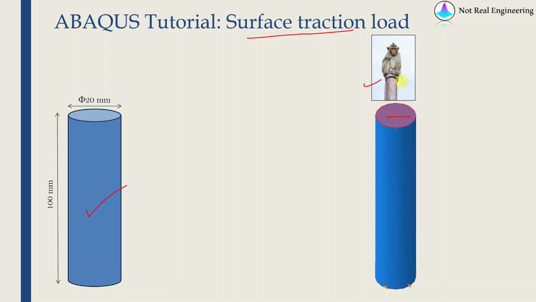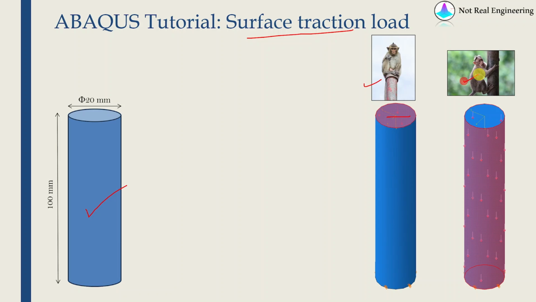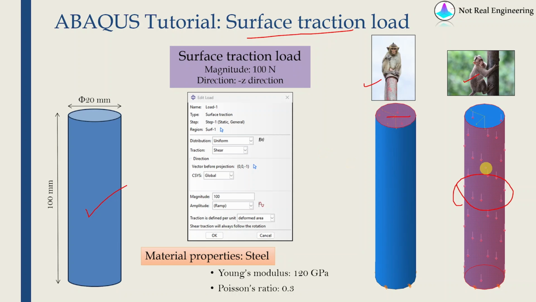But now let's say monkey is not sitting on a pole like this, but it is hanging on the pole like this. If we want to model this problem now, we have to apply something called surface traction on the surface of this cylinder, something like this. Of course, I'm simplifying things over here and we are applying surface traction on entire curved surface. But the point of this video is to just show you how to apply this surface traction. Now, why not we solve this entire example using these parameters over here? Let's say the magnitude of this traction is 100 newtons and the direction is -z. And for material, we will use very simple model with Young's modulus and Poisson's ratio given over here.